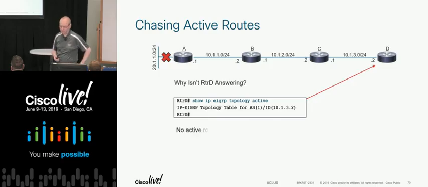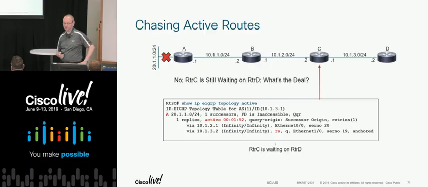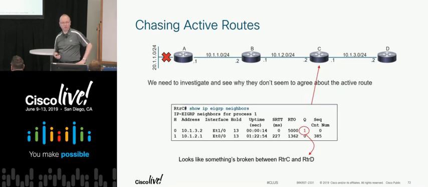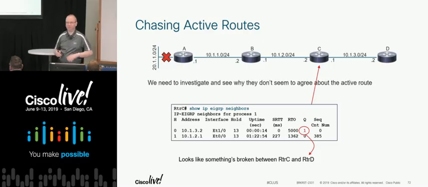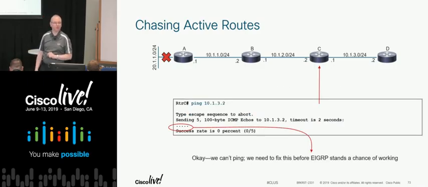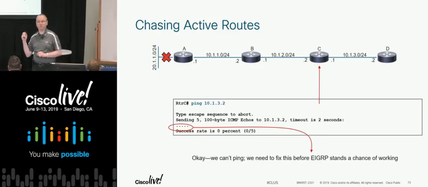Something strange here. Let's go back to C. It's still in the same state. Checking the EIGRP neighbor table here, we can see that we have an unacknowledged packet standing in the queue. D probably hasn't received it. So going and doing a simple ping, oops, here's our problem. We have a broken unicast connectivity here.